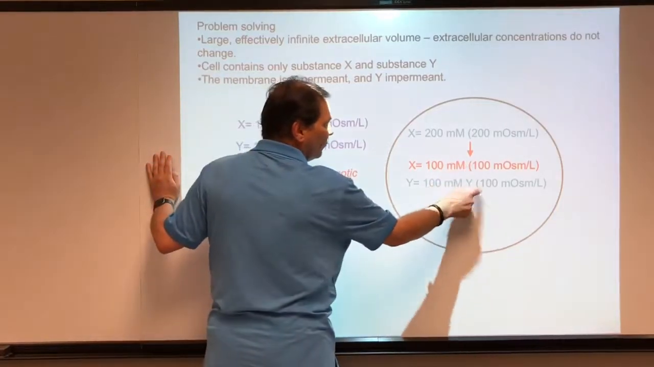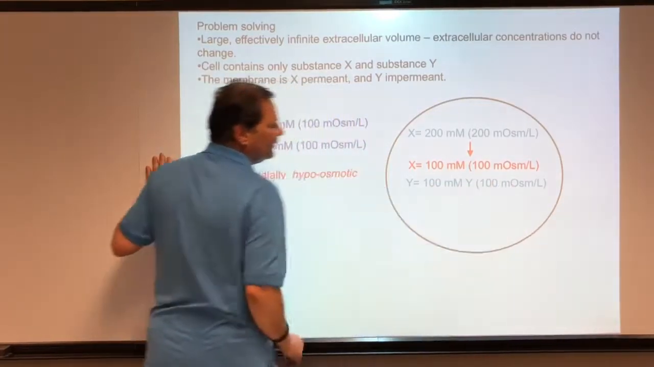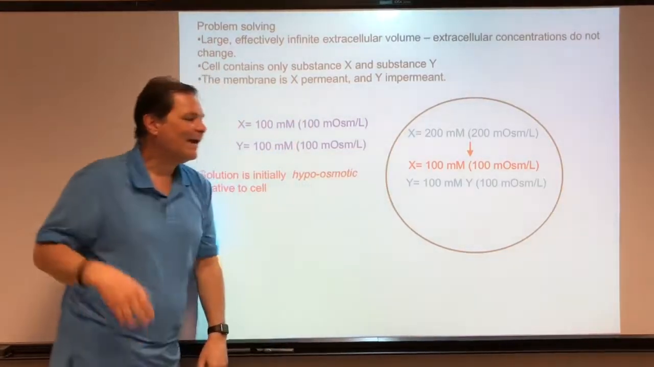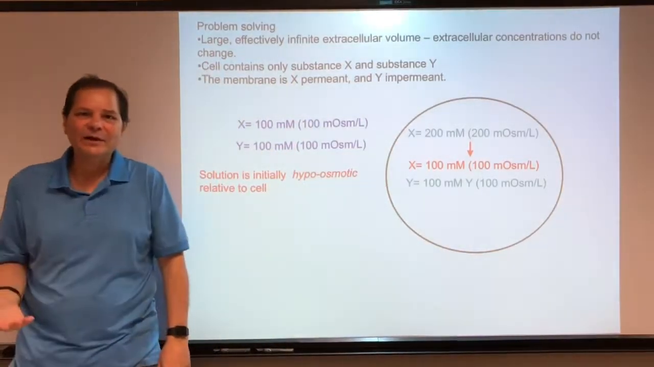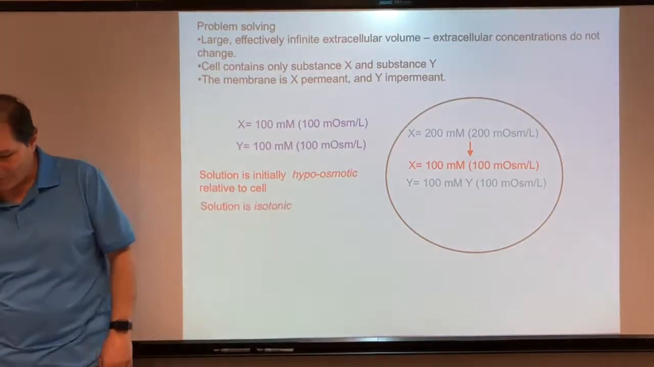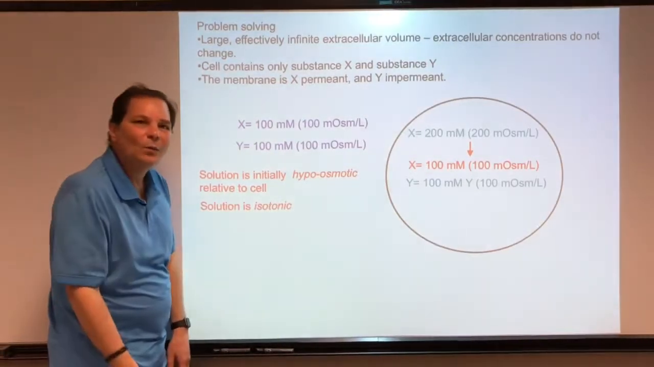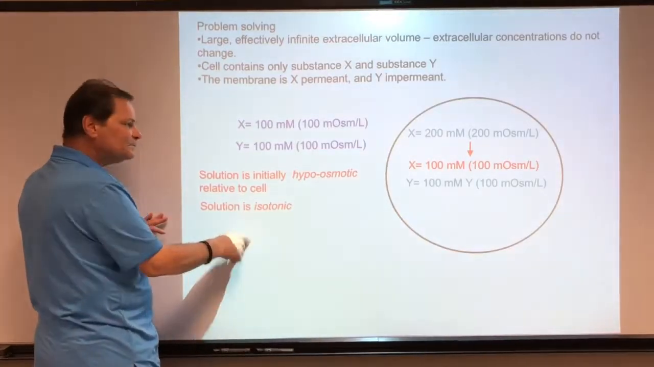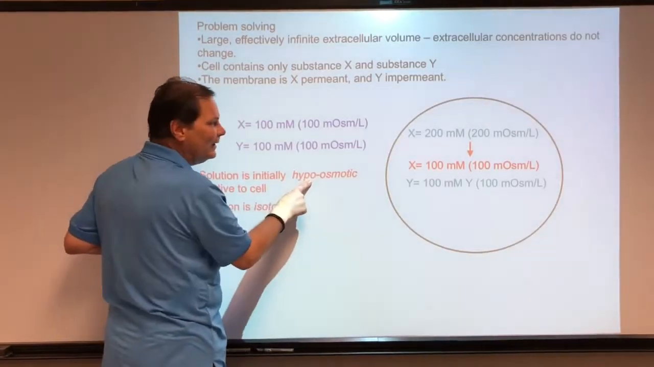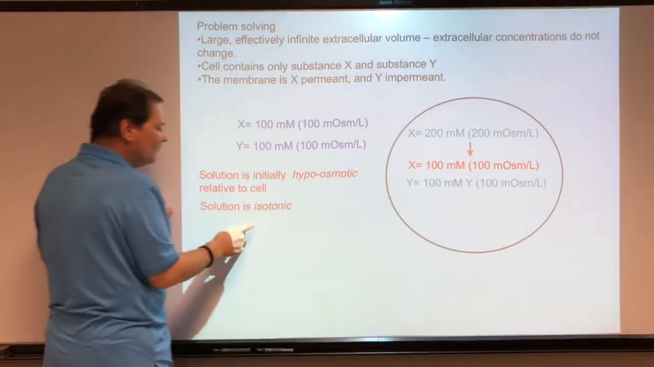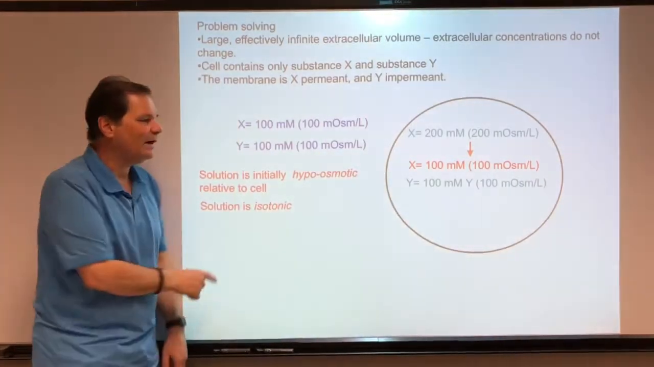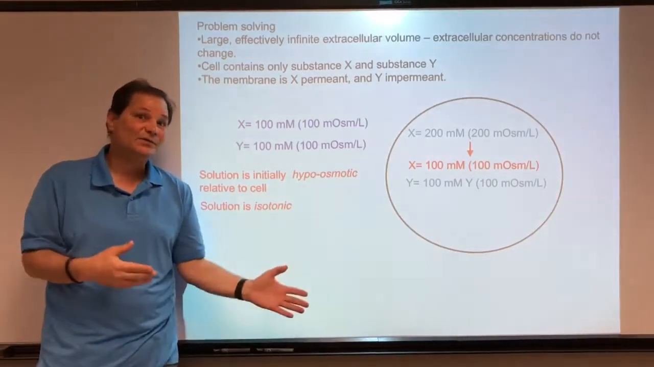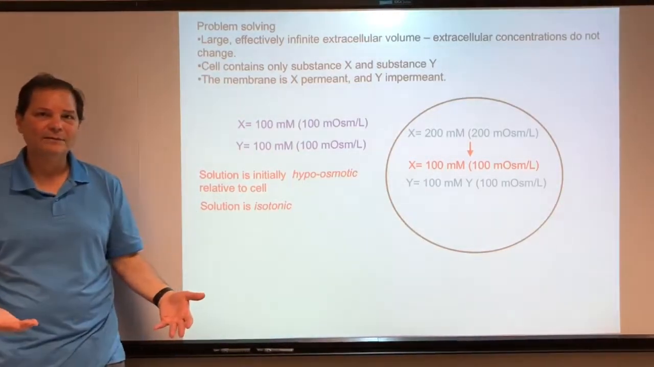I have 100, 100, I have 200 milliosmoles per liter here. I have 100, 100, I have 200 milliosmoles here. After moving X, I have the same milliosmoles per liter on both sides of the membrane. I have not moved any water, so we say that the solution is isotonic. So it was hypoosmotic, but because it doesn't do anything to cell volume, we say that it is isotonic. That is, the cell will not swell, it will not shrink in the solution, okay?